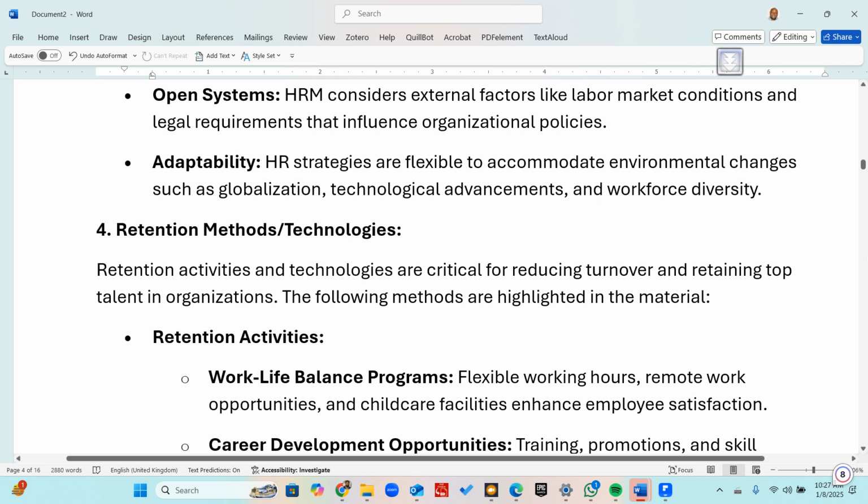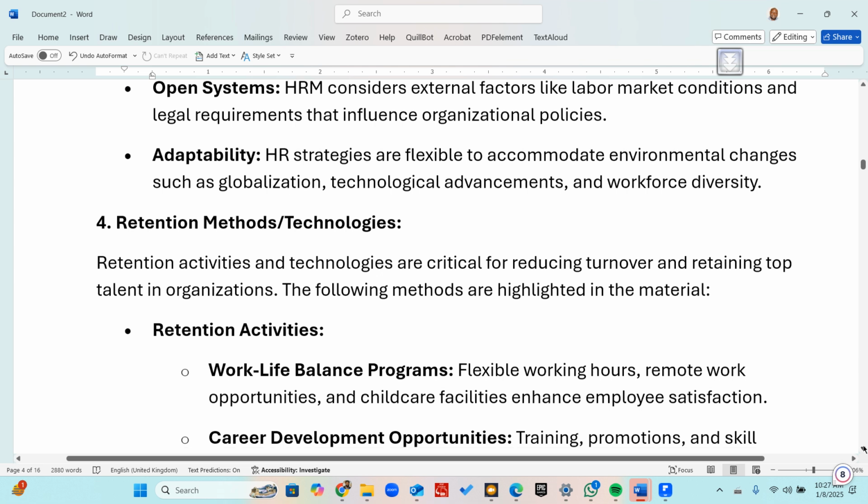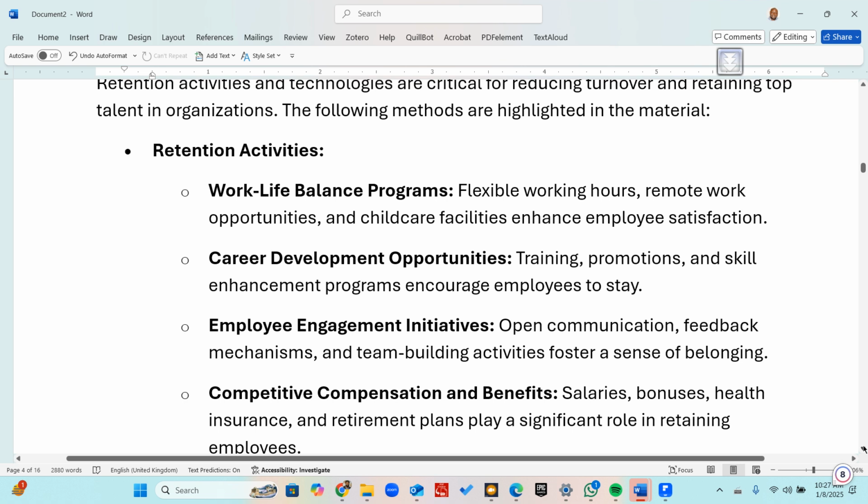So we go to retention methods and technologies. Retention activities and technologies are critical to reduce turnover. Retaining top talent in the organization is important. The following are methods highlighted in the material for retention activities: work-life balance, like we talked about earlier on, flexible working hours, remote work opportunities, childcare facilities to enhance employee satisfaction, and other things like maternity leave, paternity leave, health benefits, dental benefits, parking space, and several other things.